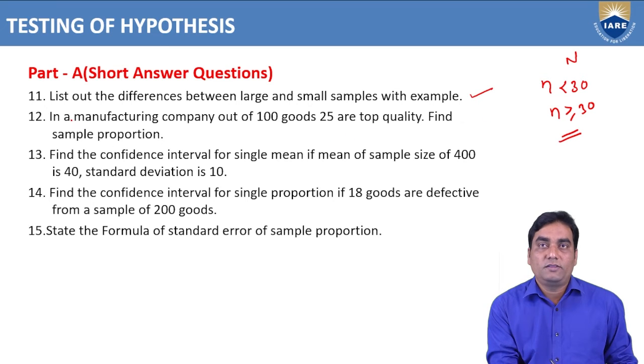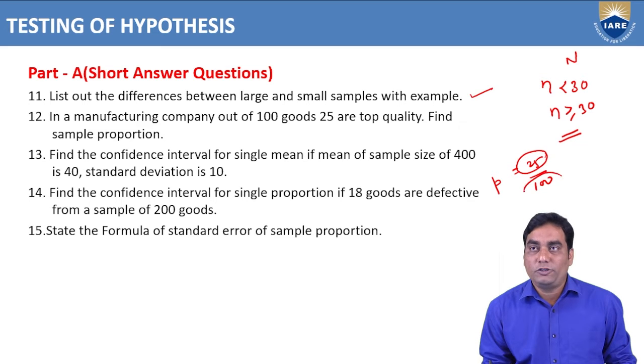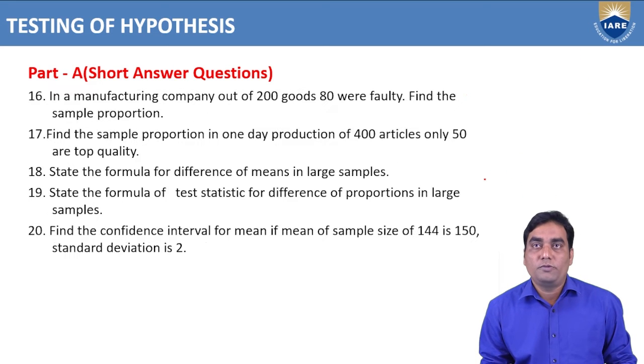Now coming to the 12th question: in a manufacturing company, out of 100 goods, 25 are top quality. Find the sample proportion. Sample proportion means 25 by 100, which is denoted by small p. So the number of favorable events divided by the total number of events is known as the sample proportion. Like that, we can do all the problems.